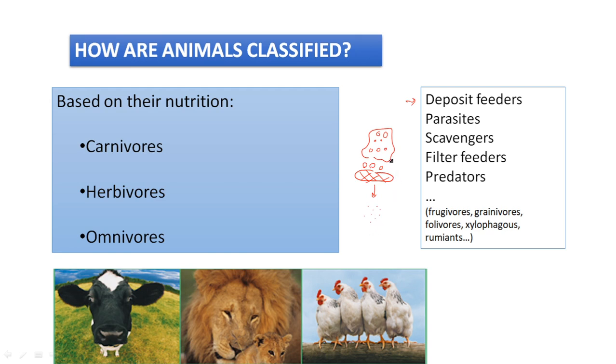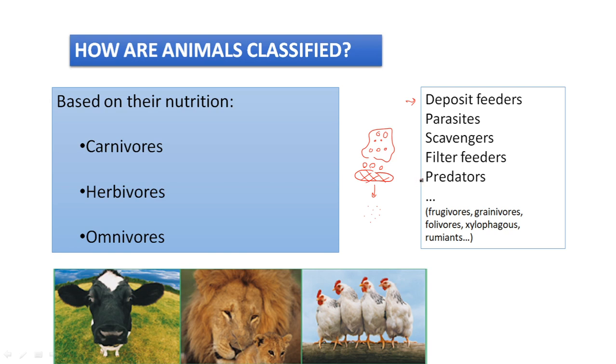So some animals like whales or mussels, they take water and can separate with a filter the organic matter or the plankton in the sea, and they can eat these tiny particles using a system of filters.